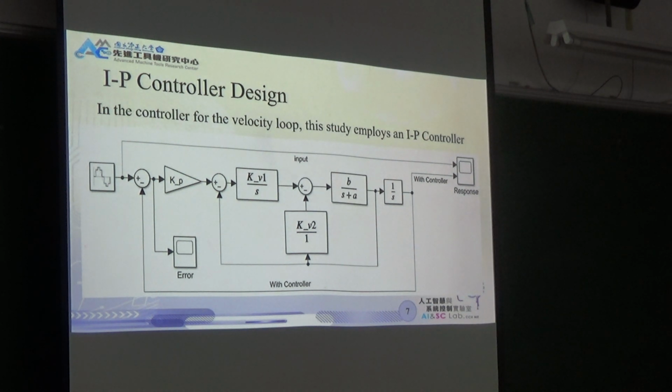Regarding the controller, to make the system more stable, we use the IP controller in this experiment. The reason is that it is more stable compared to the PI controller. The IP controller structure is as shown in the diagram. To get the parameters, we start with determining the transfer function from this block diagram.